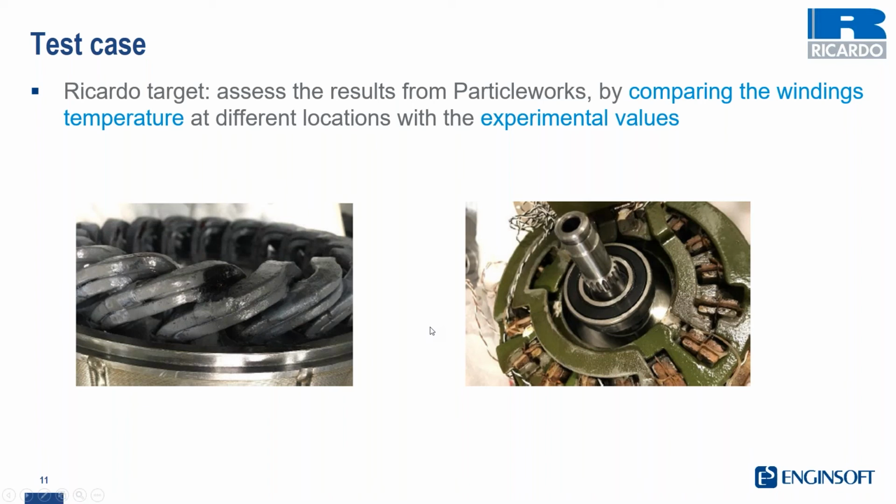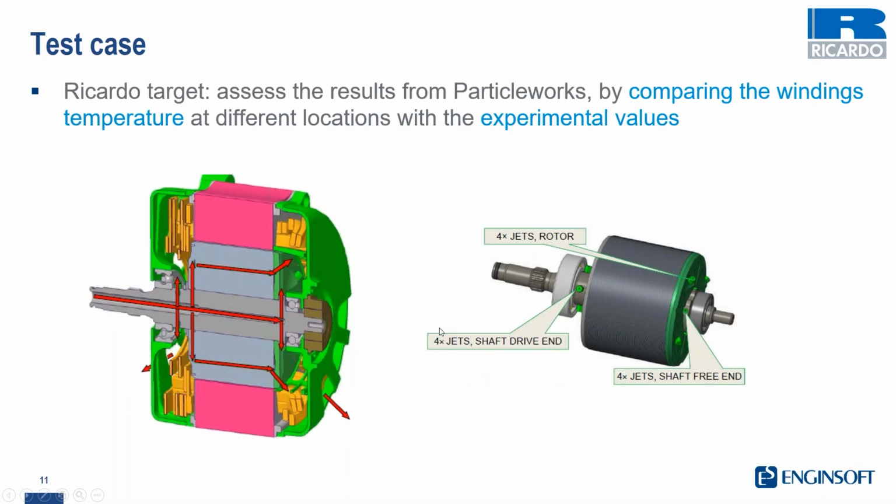You see the geometrical complexity of the system, and this is a summary of how it works. The red arrows show the oil path and the oil distribution system. There are 4 nozzles and jets on one side, on the drive end of the shaft, and on the free end of the shaft. And there are 4 rotor jets, and here you see the path of the oil flow inside the rotor. So one of the aims of the oil flow was also to remove heat from the rotor itself.